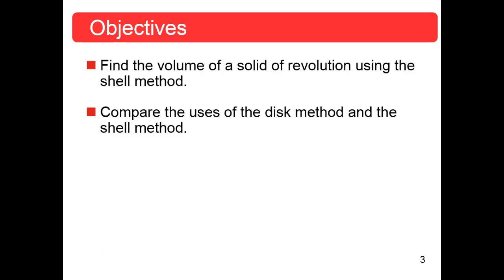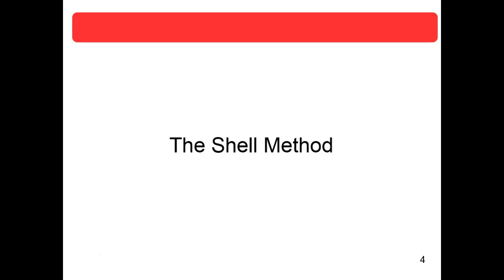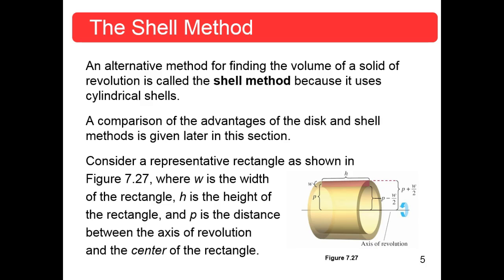So our objectives here are to find the volume of a solid of revolution using a different method, not a disk method. This will be a shell method. We'll compare the uses of the disk method with the shell method and see if we can come up with any generalizations that help you see which one would be better or worse to do. So here's the shell method. An alternative method for finding the volume of a solid of revolution is the shell method, because it uses cylindrical shells. A comparison of the advantages of the shell and disk methods will be given later in this section.